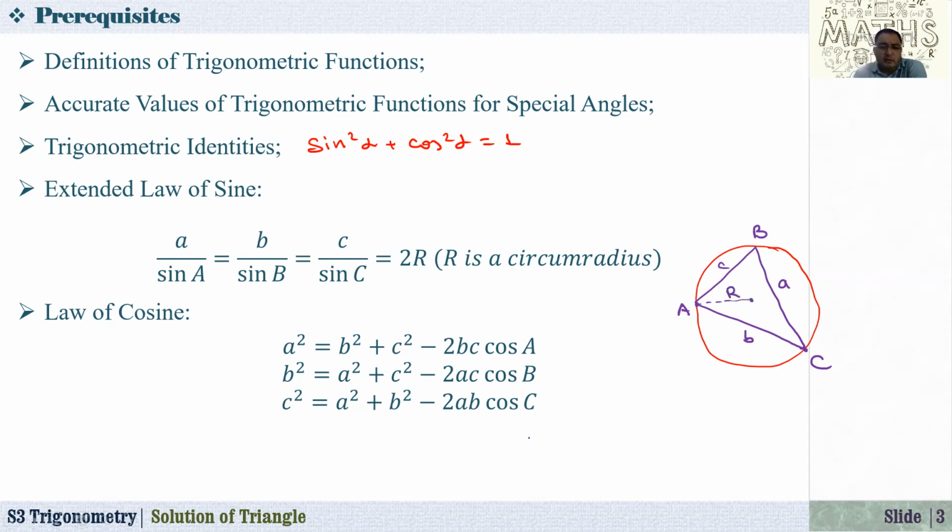So, law of cosine: if you're given any triangle, and a, b, c are the sides of the triangle, and capital A, capital B, capital C are the corresponding angles of the triangle, then these relationships are always true for any triangle. a squared is equal to b squared plus c squared minus 2bc cosine of A. That's the angle included. b squared equals a squared plus c squared minus 2ac times cosine of B. And c squared is equal to a squared plus b squared minus 2ab cosine of C.